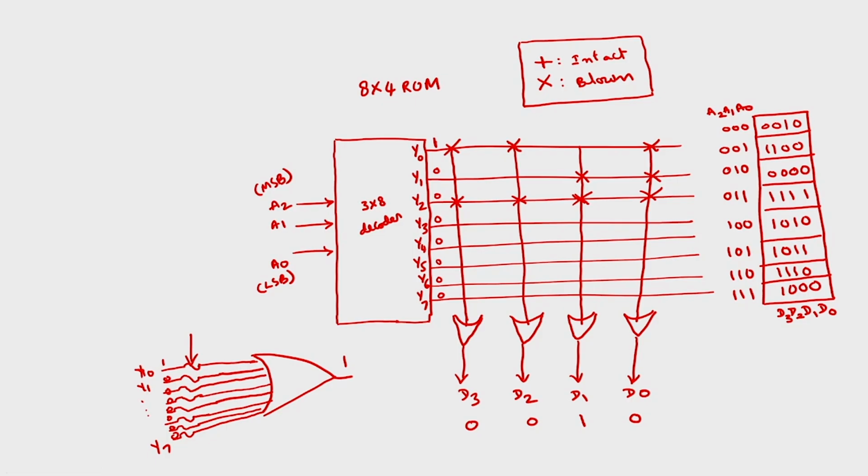And for the next address 0 1 1, A2 A1 A0 equal to 0 1 1, I want the output as 1 1 1 1. So we have to keep all the connections intact. Then for the next address 1 0 0, I want 1 0 1 0. So this Y4 output has to be broken for D2 and D0.